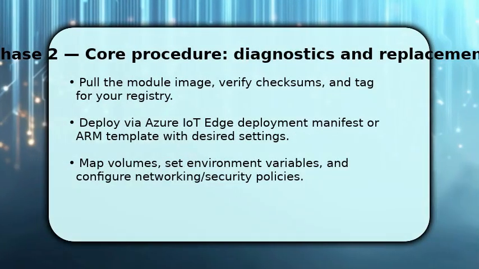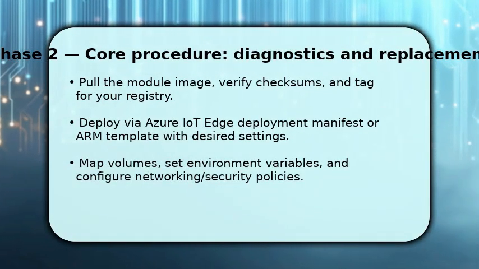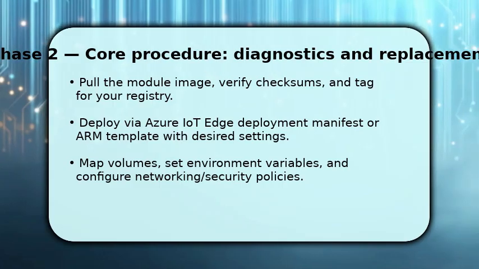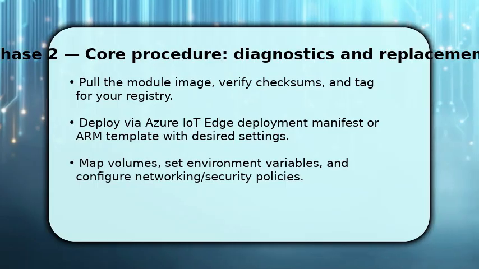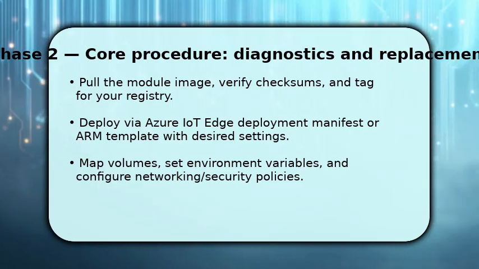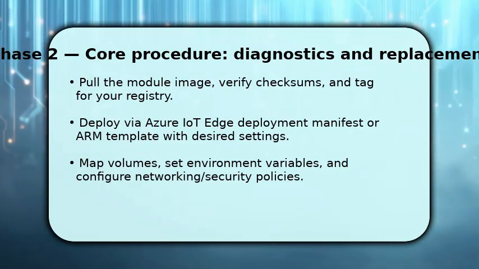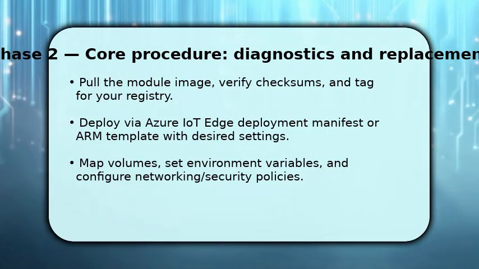Now you move into the installation and configuration stage. Pull the verified module image and immediately verify its checksum so integrity is guaranteed. Then tag and push to your registry if required. Deploy the module using an IoT Edge deployment manifest or an ARM template to ensure repeatability. This also lets you inject desired settings.